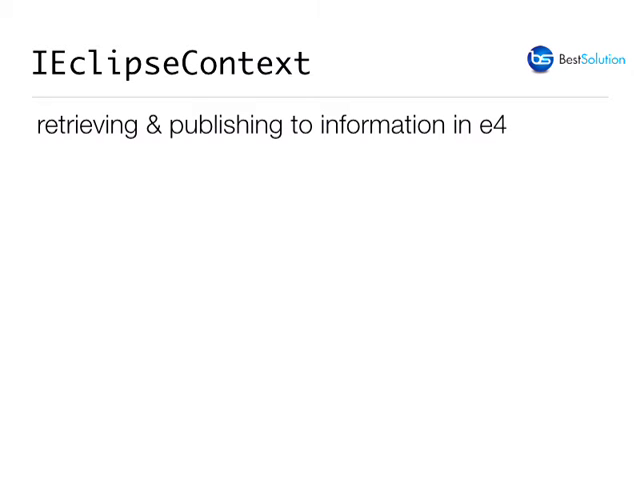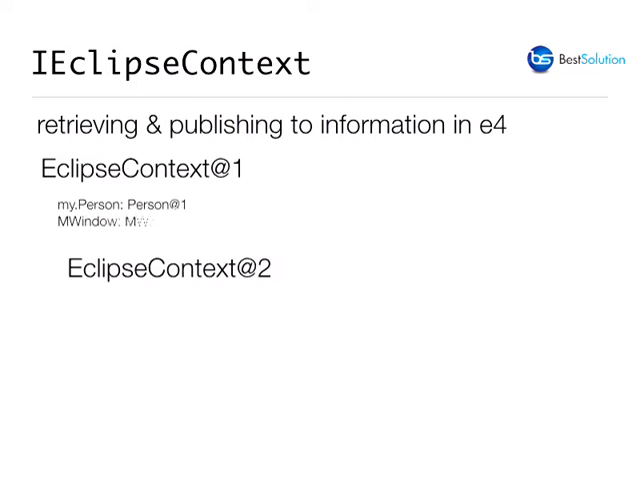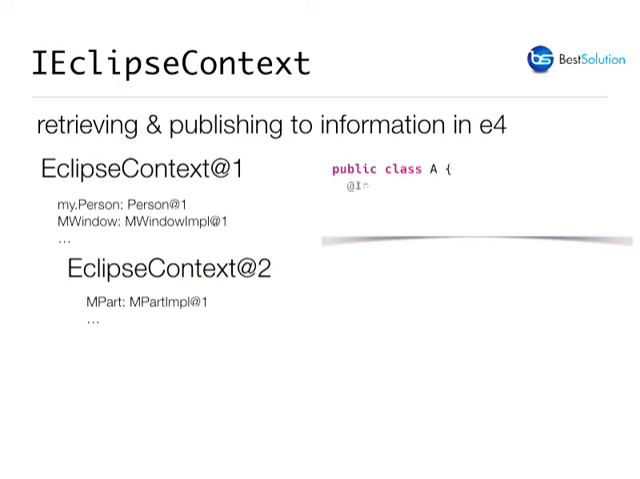So, retrieving and publishing information in Eclipse 4. Let's set up an Eclipse context structure. So we have an IEclipseContext, which is the parent context having our person object. It's a window context because you have the model element of the window in there, and you have a part context. So getting access to information of the context is easy, and we thought about that when we created the dependency injection container. All you need to do is add inject, and everything will work happily.